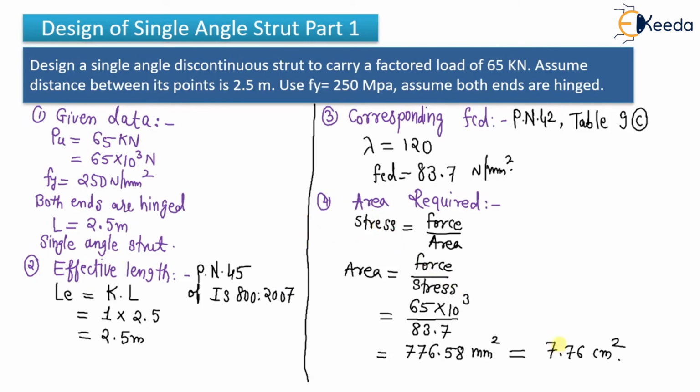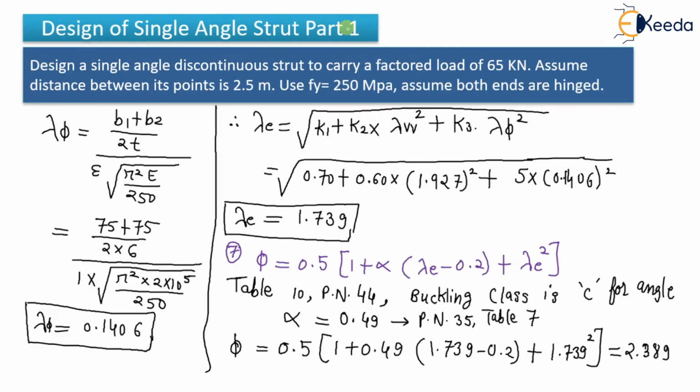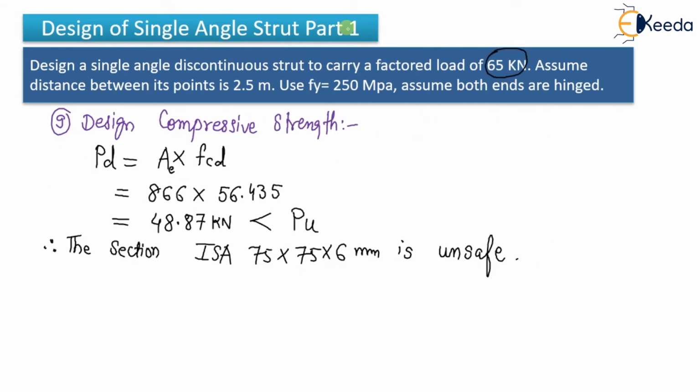See, required area was 7.76 and we tried the area of 8.66, so it is not very useful. So you will have to increase the size of section. Now this time assume some different sections. That's why I have given you the heading of this video as single angle strut part 1. This is only part 1 because I knew that this section will fail.